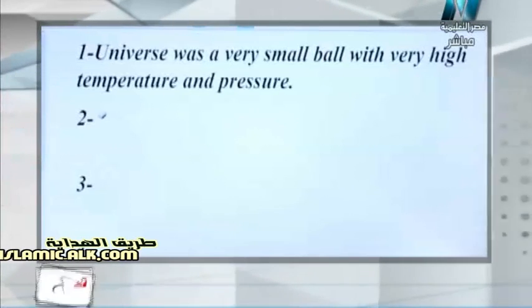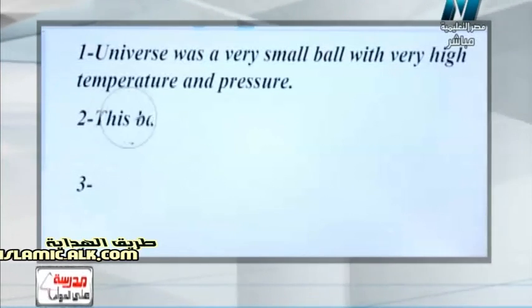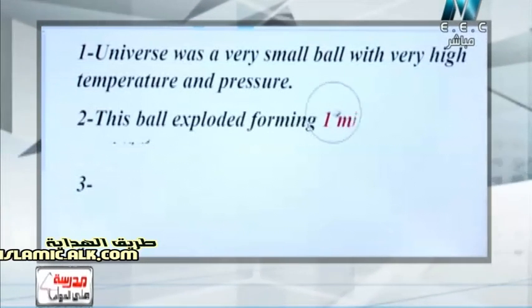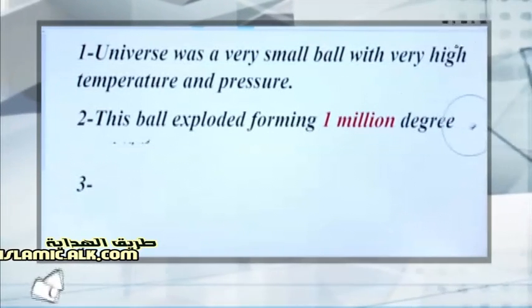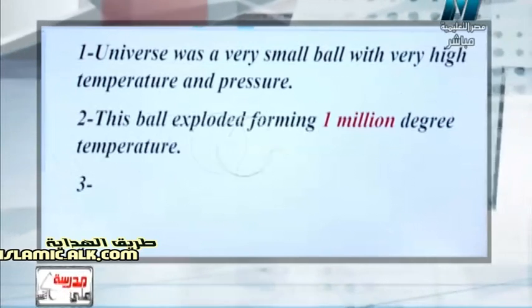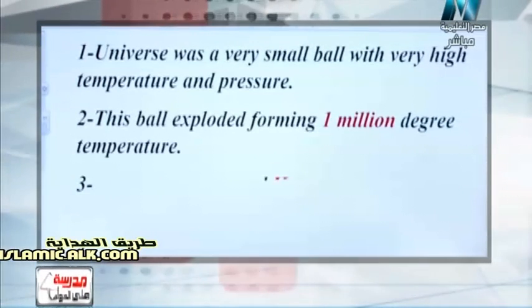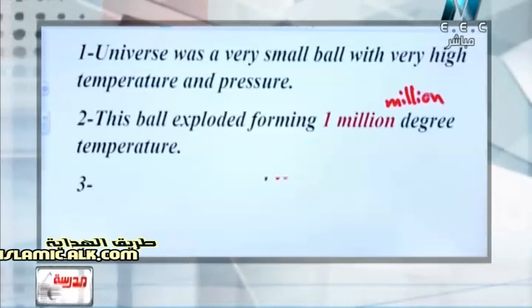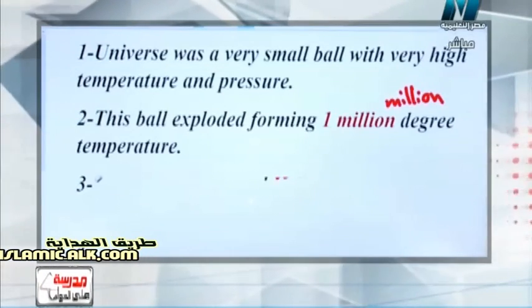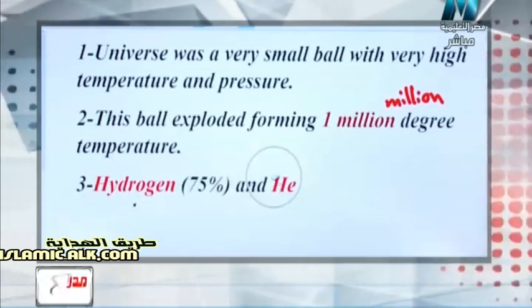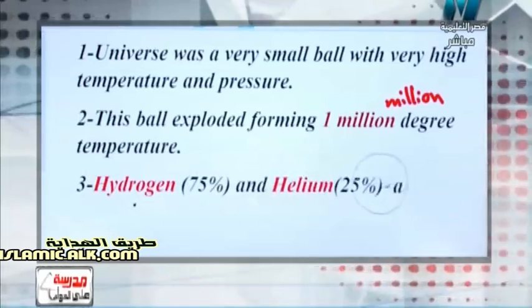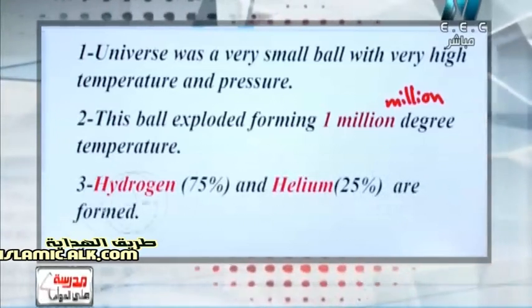So here we have to remember, as we see in front of us, the universe was a very small ball with very huge temperature and pressure. This ball exploded, forming 1 million degree temperature. We write just 1 million here, 1 million degree. So after this explosion, hydrogen at 75% and helium at 25% are formed.